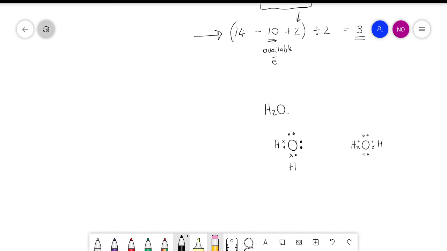It is wrong. Because they are opposite one another. They have to be next to one another. And how do we know that? Because that is how you fill your orbitals. You start with 1, 2 in the s orbital.